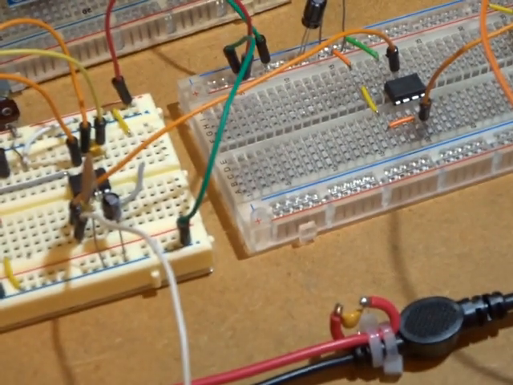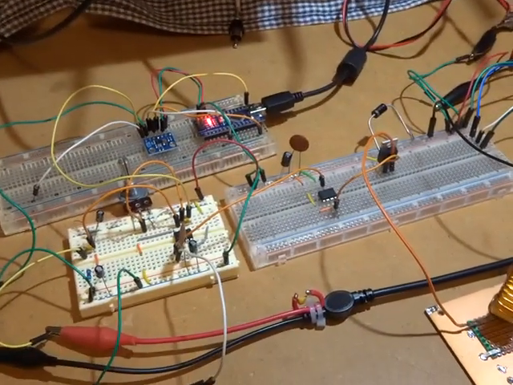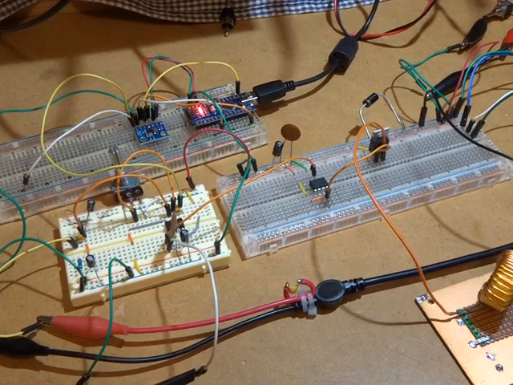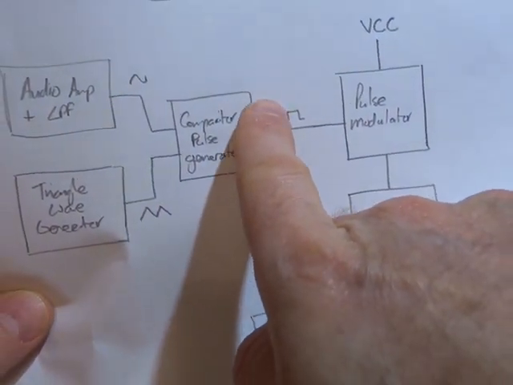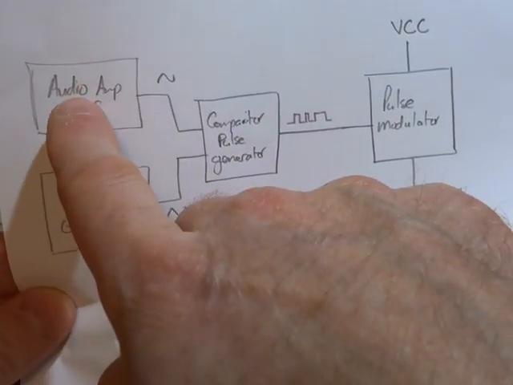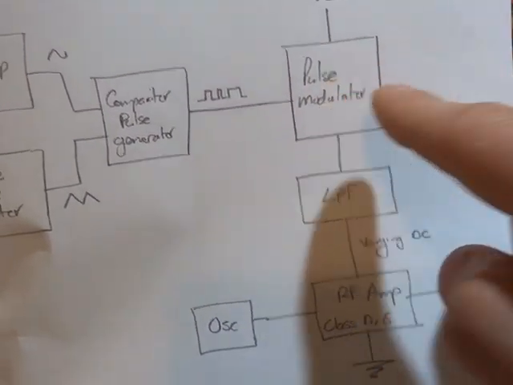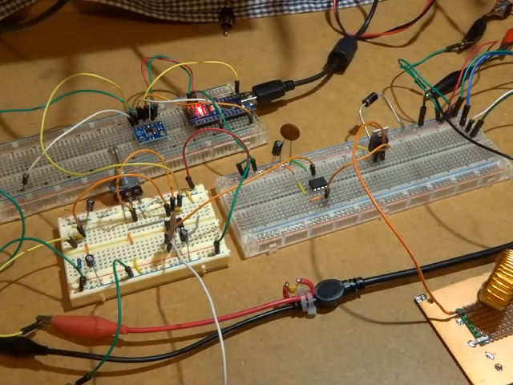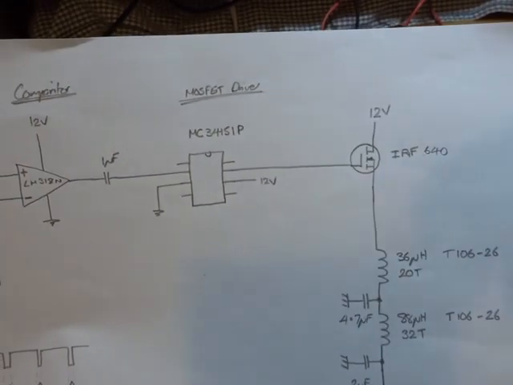Just going back to here. So just back to our block diagram. What we just saw there was this pulse stream coming out of our comparator, the width of which is varying at our audio rate. And now just looking at this pulse modulator here, that's a MOSFET, and that's the configuration there that I've used.